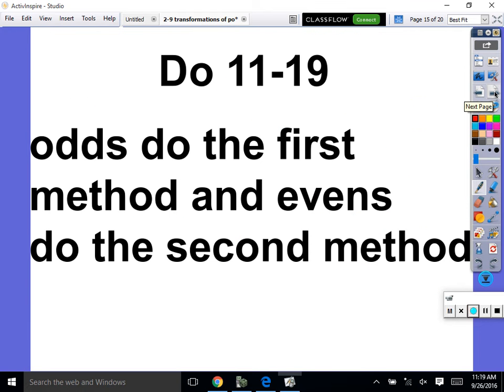So do 11 through 19. Odds do the first method, and on evens do the second method. Your polynomial doesn't have to be the same as your neighbor's a lot of times, because you don't have to use i and negative i. I just use those because they're easiest to me.